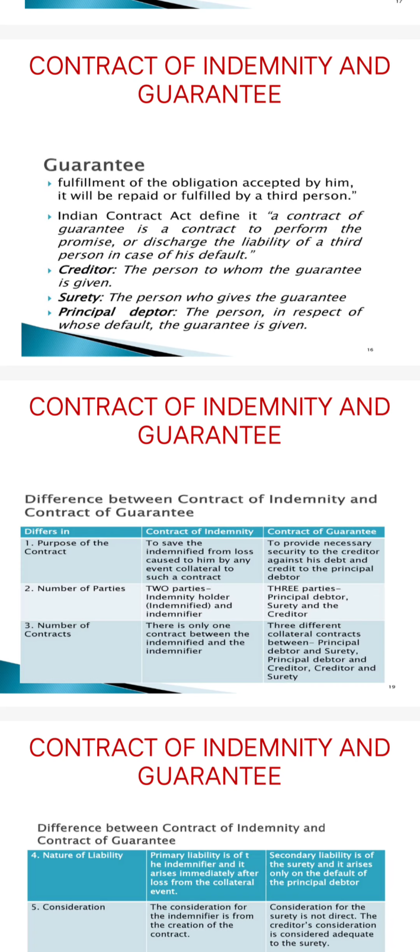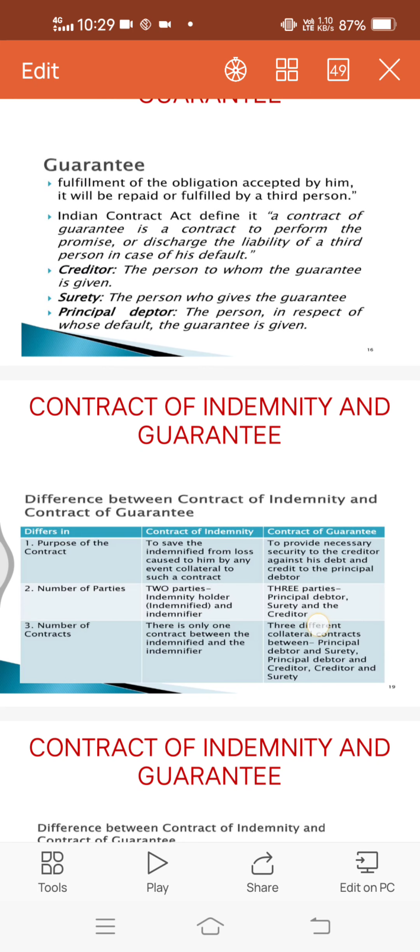Definition under the Indian Contract Act: a contract of guarantee is a contract to perform the promise or discharge the liability of the third person in case of his default. Creditor means the person to whom the guarantee is given. Surety, the person who gives the guarantee. Principal debtor, the person in respect of whose default the guarantee is given.